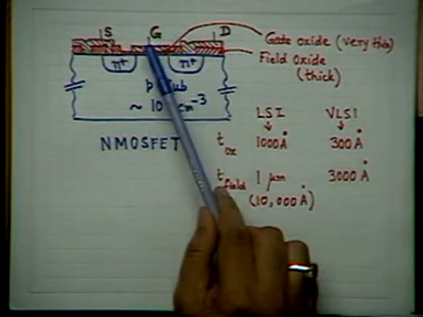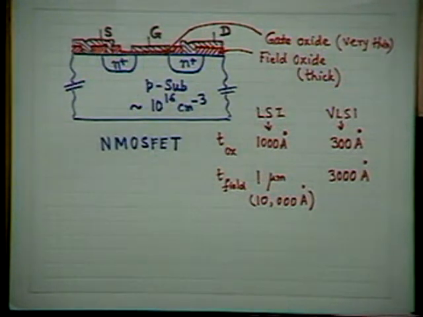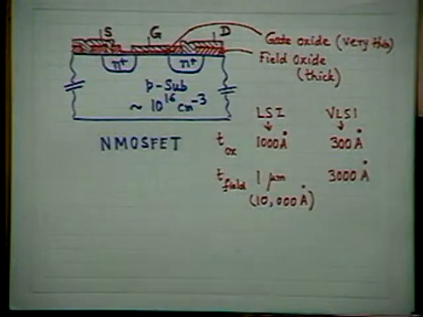Why? Simply because this oxide has an effective thickness, though it is thin as 300 angstrom. And you will wonder to know that people are now making MOSFETs with around 100 angstrom gate oxide. But even if it is 100 angstrom, the resistivity of this film is around 10 to the 15 to 10 to the 16 ohm centimeter.